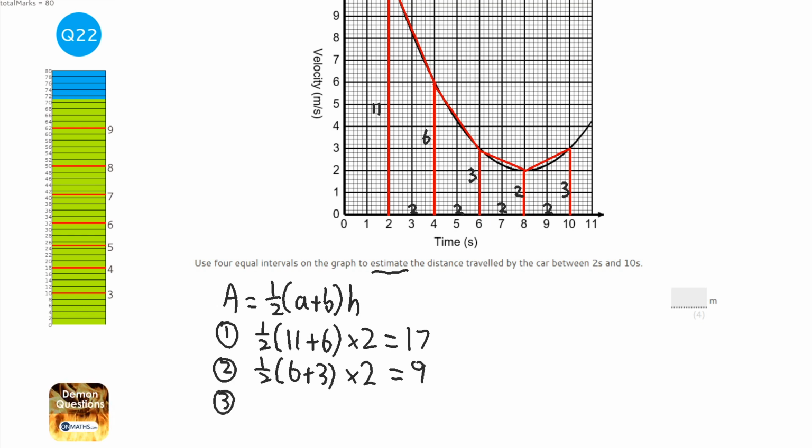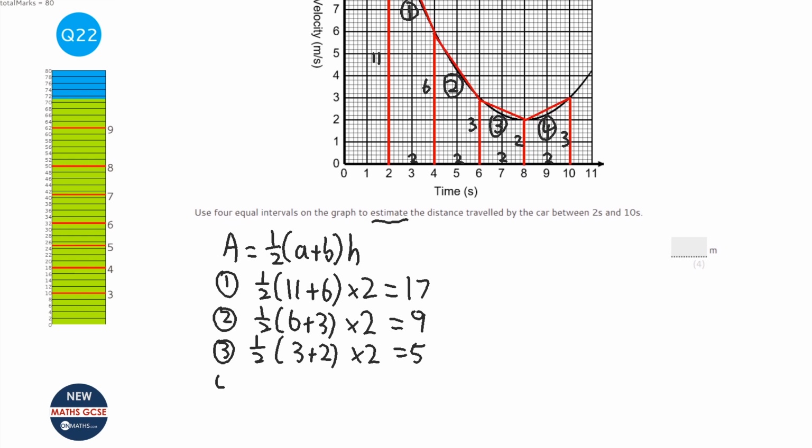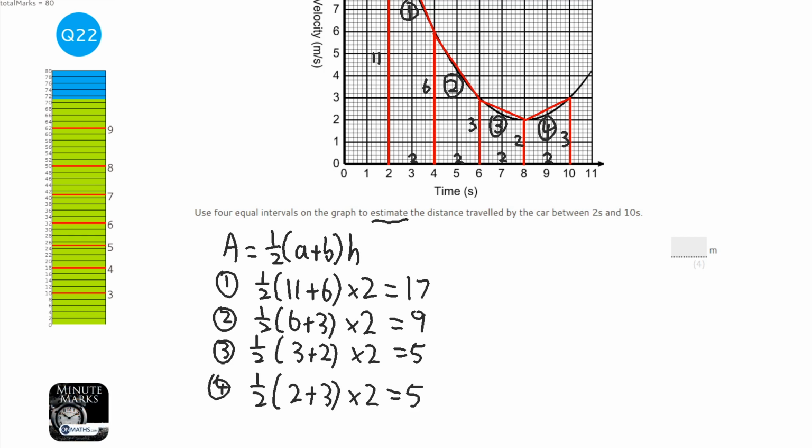The third trapezium, and if you want to, you can actually just number them on the actual thing itself to show the examiner, yep, this is the one I'm trying to work out. So that's going to be half, and what is it this time? 3 plus 2 times 2, which is just going to be 5. Let's just scroll it down a little bit. So the fourth one is going to be half 2 plus 3 times 2, which is also going to be 5. So to work out the total area, 17 plus 9 plus 5 plus 5. I don't know why I'm using a calculator for this as well, but it's here, so we might as well use it. So it's going to be 36.